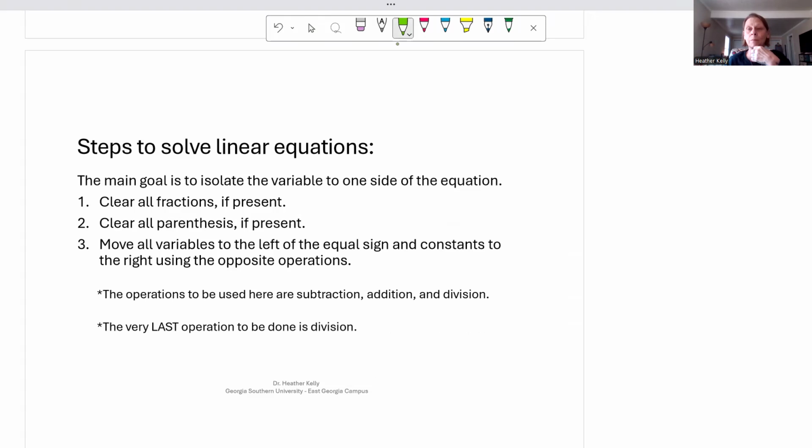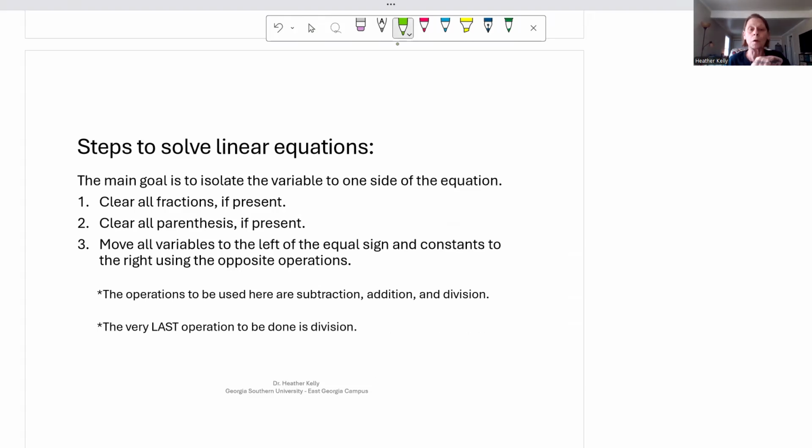And also remember that you always have to distribute and get rid of parentheses and stuff before you can solve something. And then the main idea again is to move all the variables to the left of the equal sign and all the constants to the right by using those opposite operations. Remember, when you go from one side, the equal sign, to the other, you do the opposite of the operation.